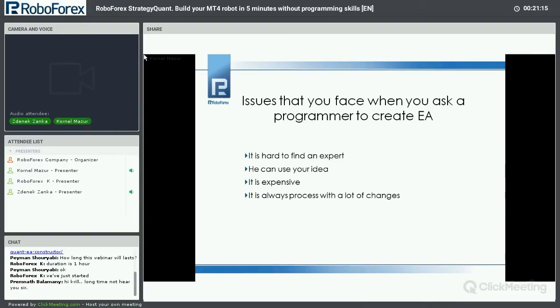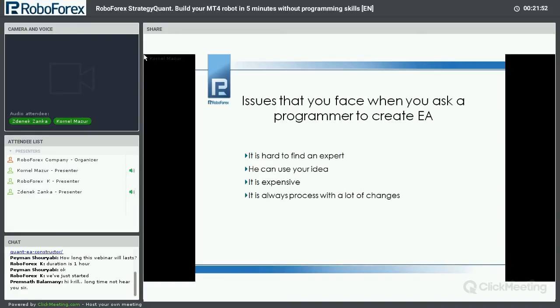The first point is that it's really hard to find an expert who will understand your ideas and who will be able to code it. And the second, which also happens, is that once you are a good trader and you have good ideas, for example, I know some ideas in the market which are crazy simple and work really well, but once I spread them, many people will start to use them and the idea will not work anymore.